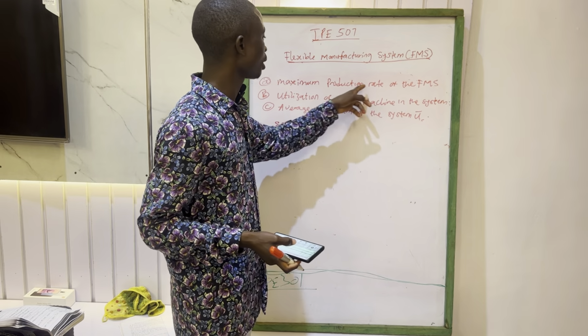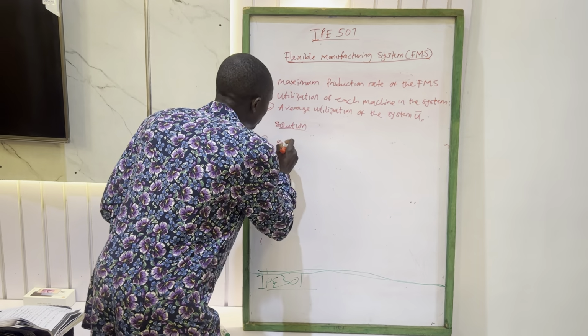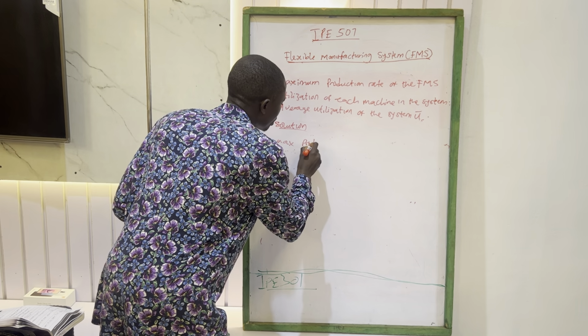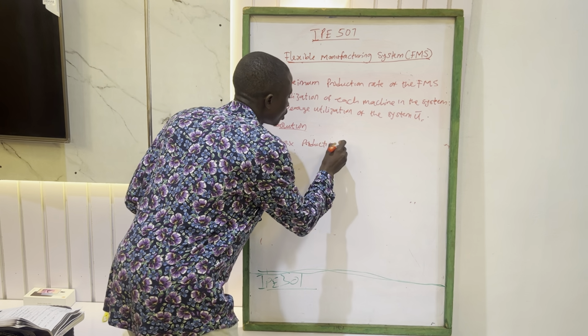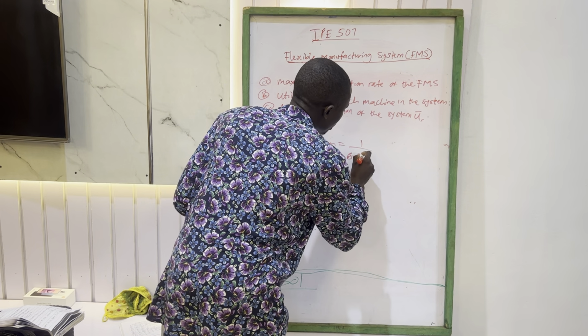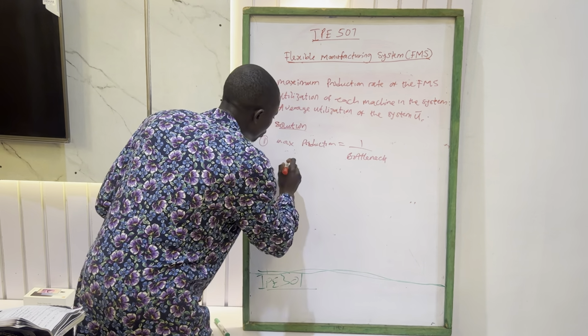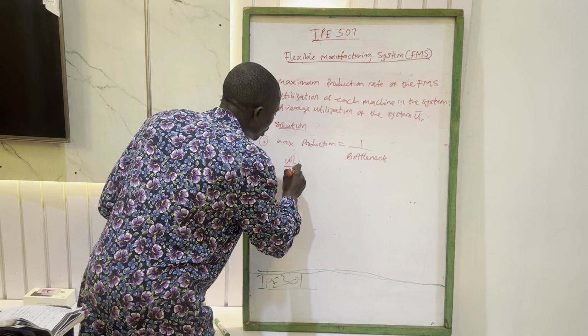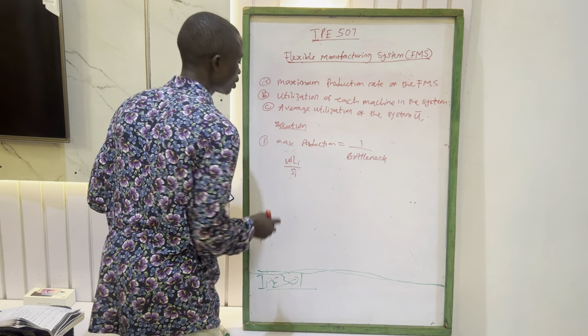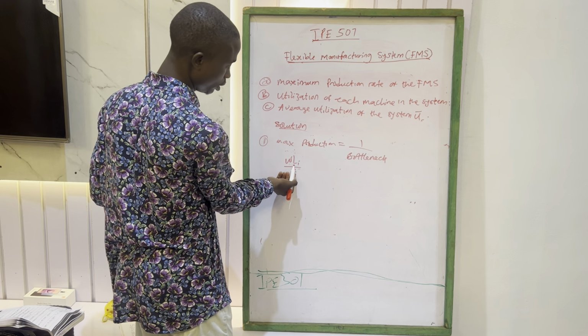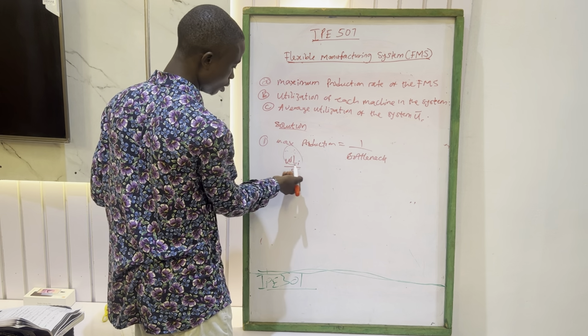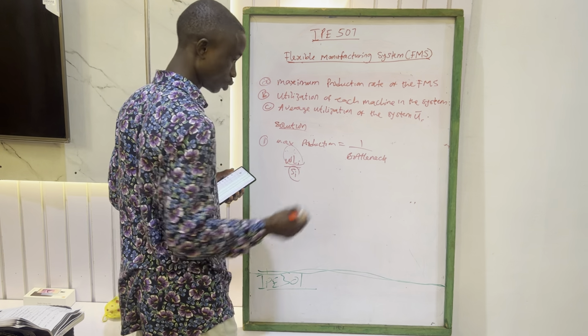In order for us to get the maximum production rate, the maximum production rate is 1 over the bottleneck. Now for us to get the bottleneck, we need to know the WL_i over S_i ratio. So to get this, we need to find WL_i and S_i as well. So let's quickly do that.